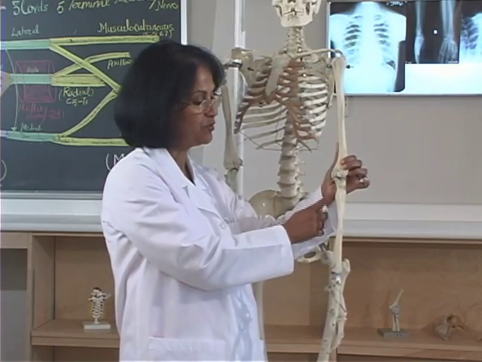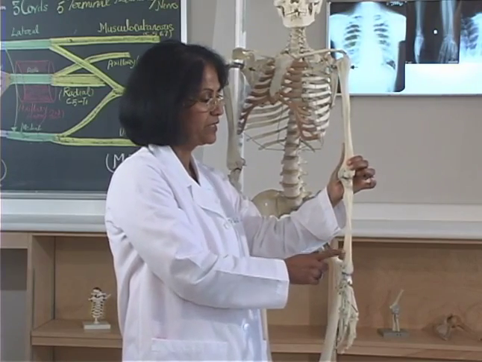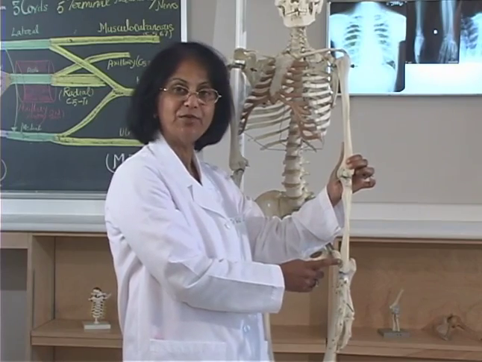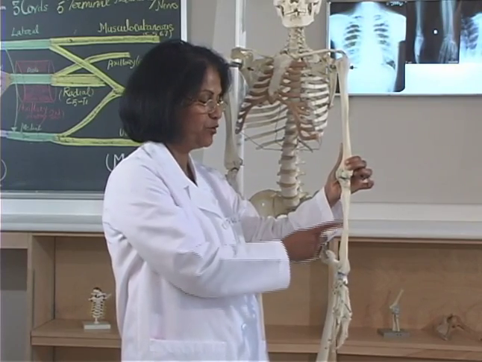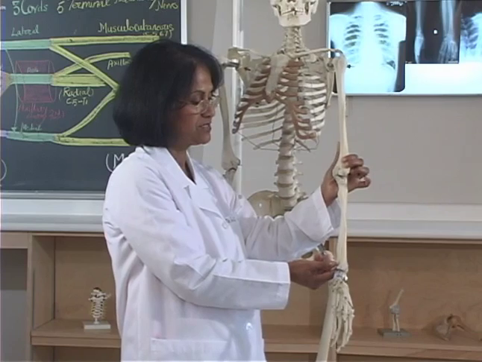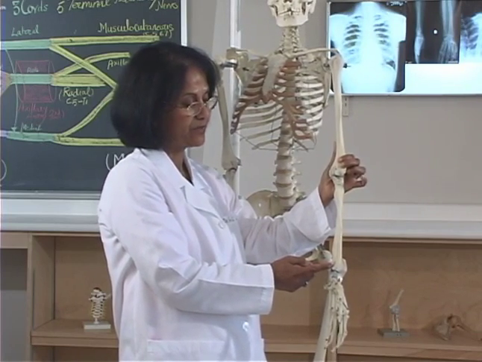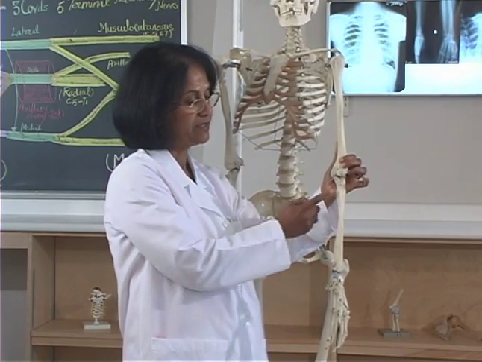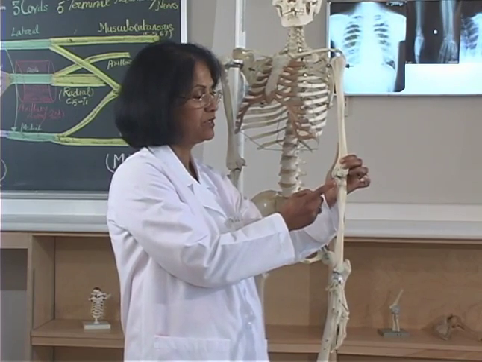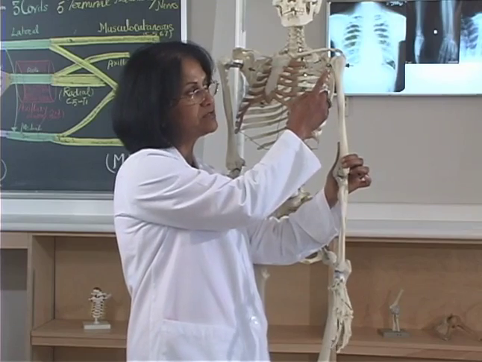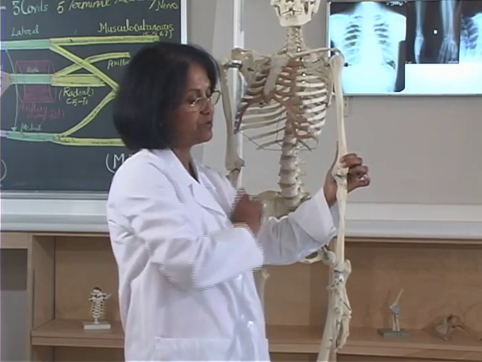Ulna is the medial bone of the forearm. Something different about this bone: the head of this long bone lies distally. We have seen previously that in the radius the head lies proximally, and in the humerus the head again lies proximally.